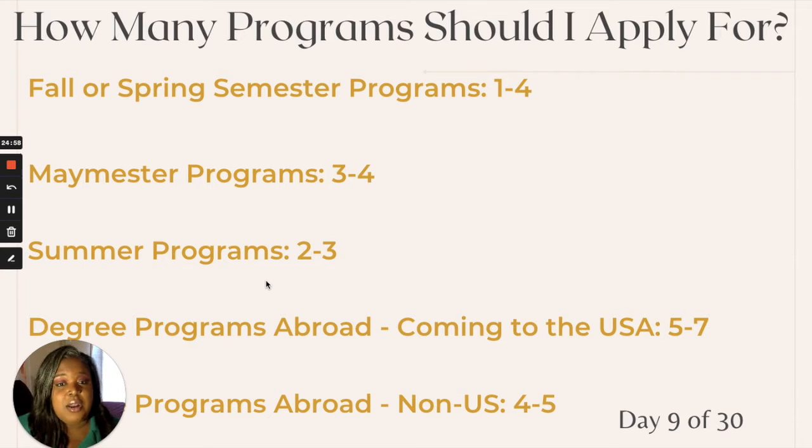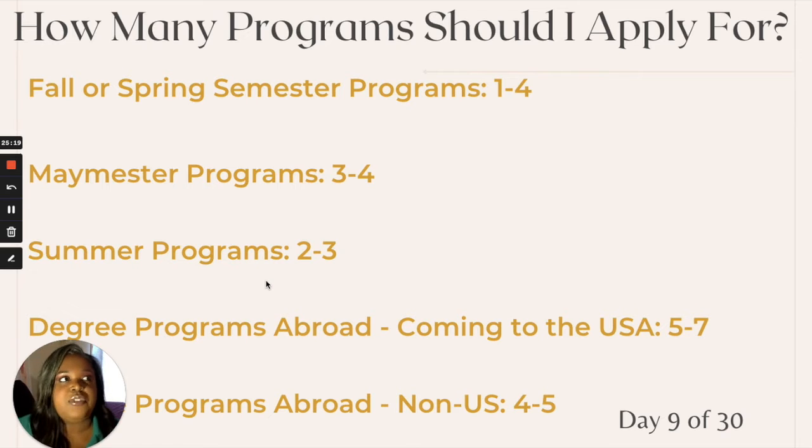If you feel like you can apply for 10 programs, then go for it. If you feel like you can apply for 12 programs, then go for it. If you feel like 1 or 2 is all that's going to work for you, then definitely do that as well. So for fall or semester programs, I said that 1 to 4 tends to be pretty reasonable. That's pretty standard for what a lot of students do.